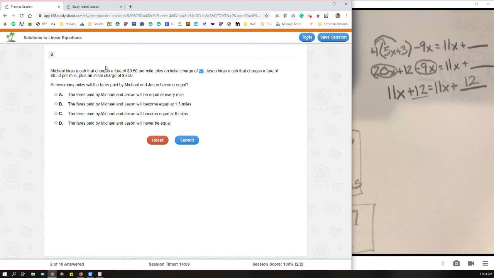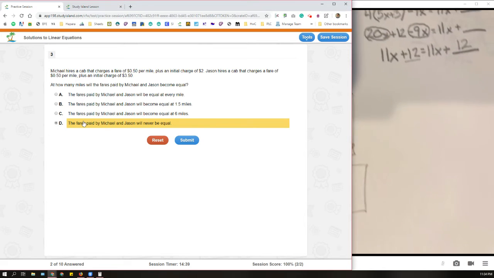But since they both get charged the same amount per mile, is there any point they're going to have the same cost? It stands to reason that Jason's cost is always going to be an extra $1.50 more than Michael's, because it started $1.50 more and they kept growing at the same amount. So just common sense would say that these two fares were never going to be equal. So I'm going to go ahead and click that. But let's write the equation that it would want us to write if we were doing this problem with equations.